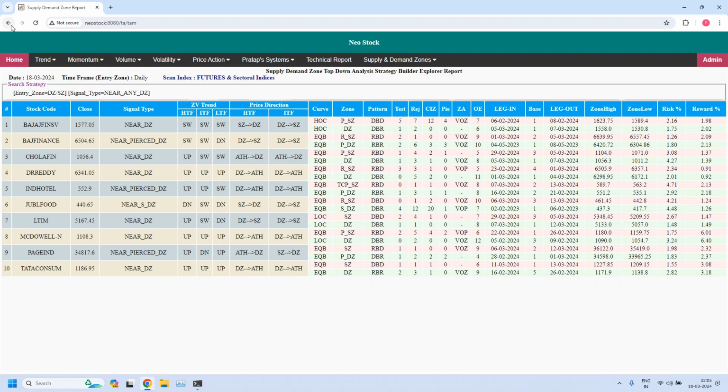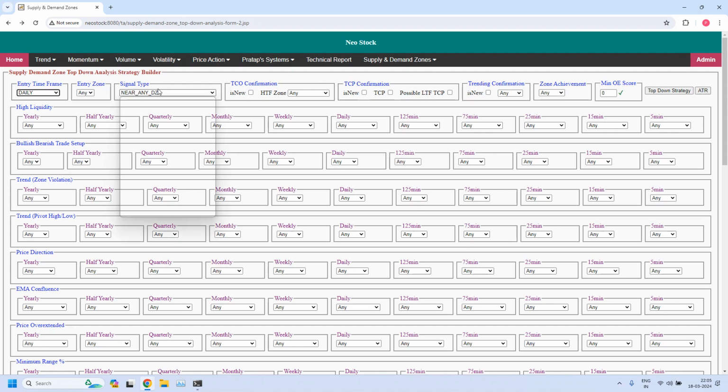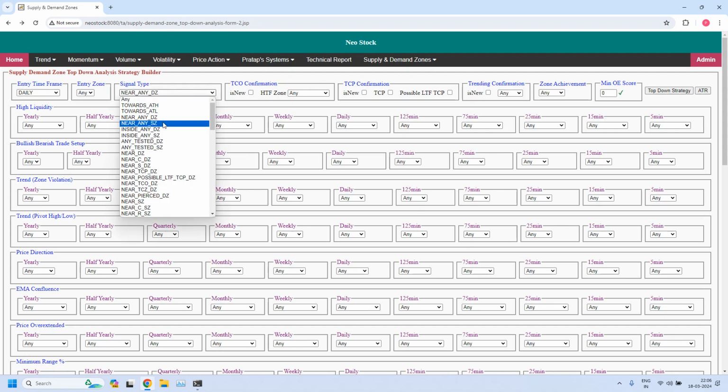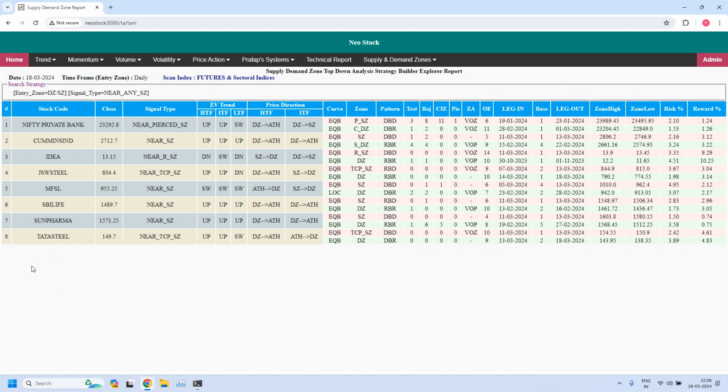So going back, for daily time frame, let us find the stocks near daily supply zone. So 8 stocks are filtered and let us identify high liquidity zones from this list. Nifty private high liquidity supply zones. We should see only supply zones. So it is not high liquidity. Yeah, Idea is a high liquidity supply zone, but we already fine-tuned and we are not happy with this fine-tuned idea previously. And JSW is a high liquidity zone.